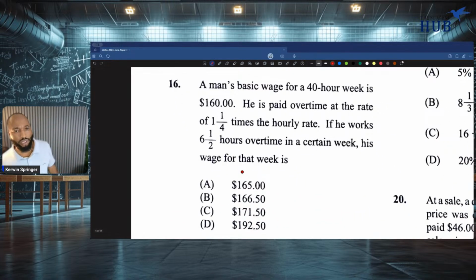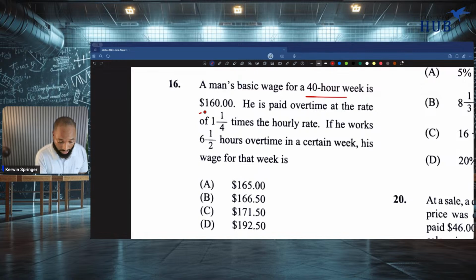A man's basic wage for a 40-hour week is $160. He's paid overtime at the rate of 1.25 times the hourly rate. If he works 6.5 hours overtime in a certain week, his wage for the week is what? He's paid overtime at 1.25 times the hourly rate. He works 6.5 hours overtime.